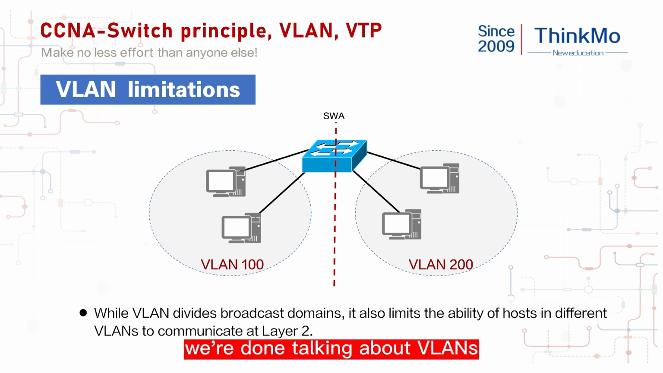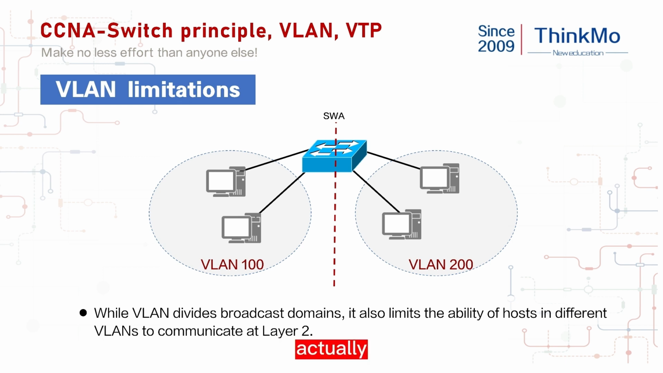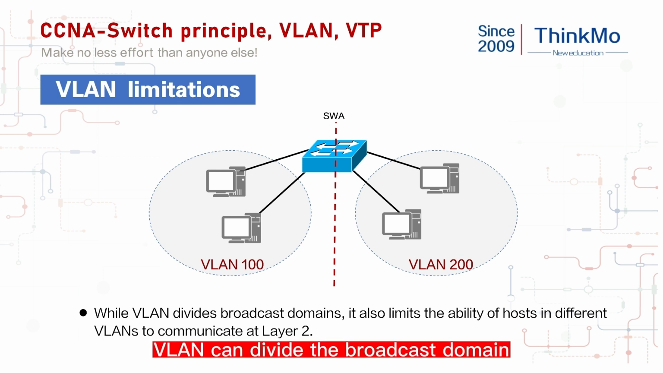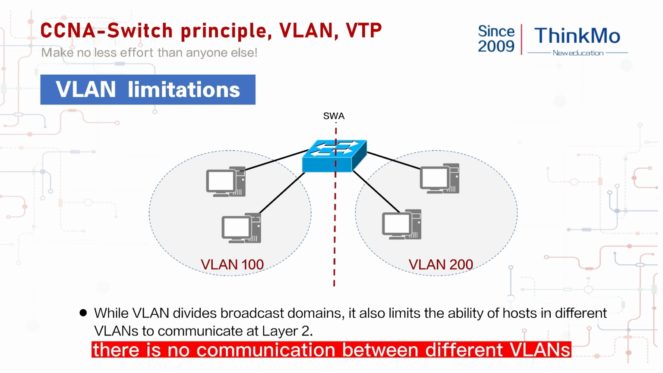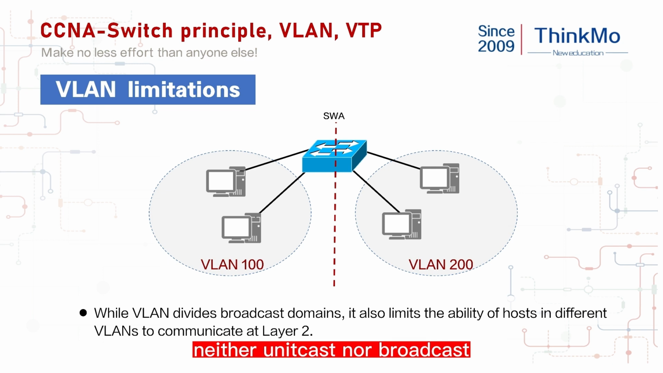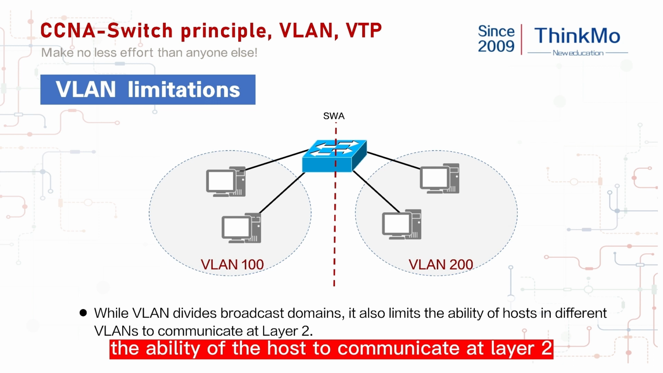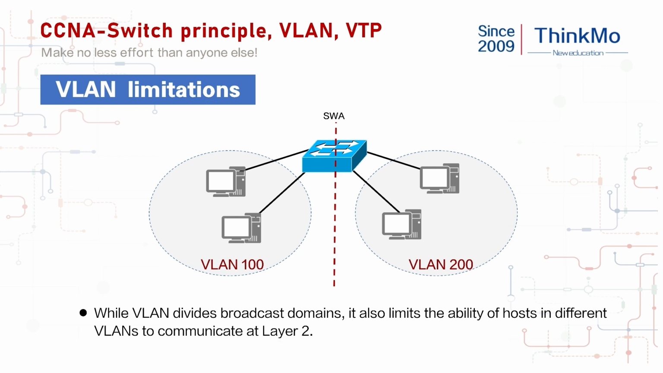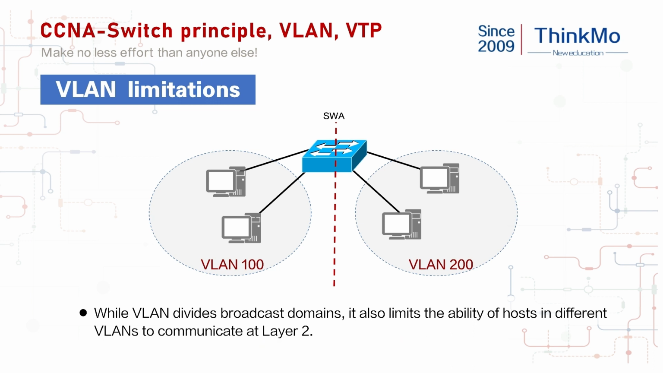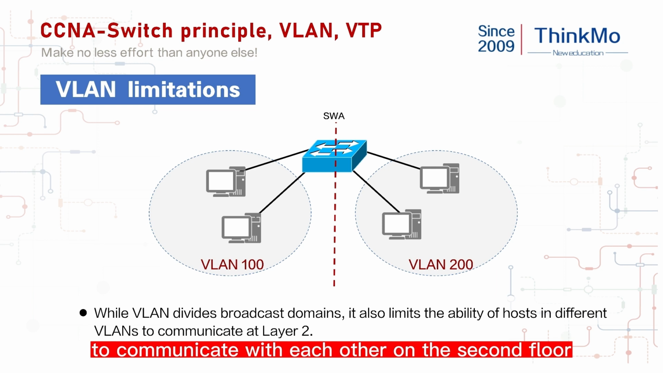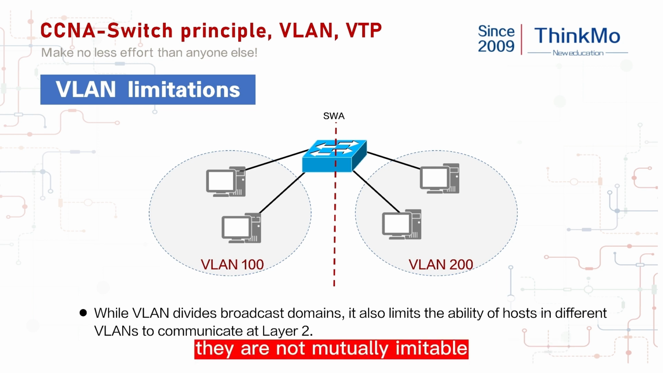We're done talking about VLANs. Then we look at the next requirements. Actually, VLAN can divide the broadcast domain. That is, there is no communication between different VLANs, neither unicast nor broadcast. But it also limits the ability of the hosts to communicate at layer 2. After we divide the hosts into different VLANs, there is no way for them to communicate with each other at the second layer.